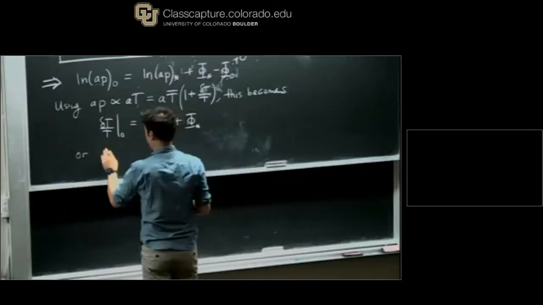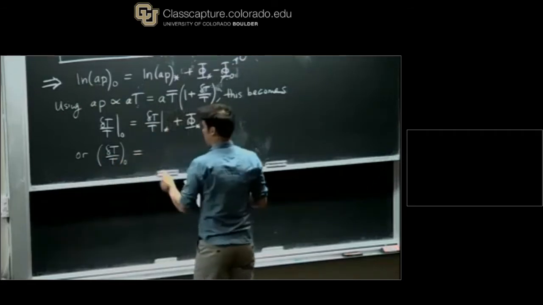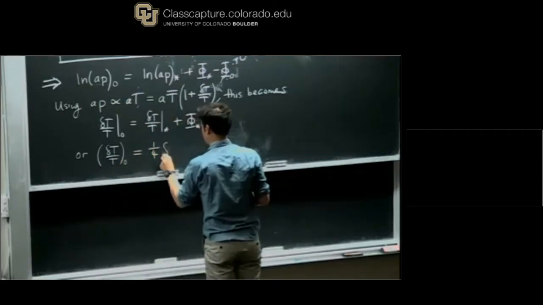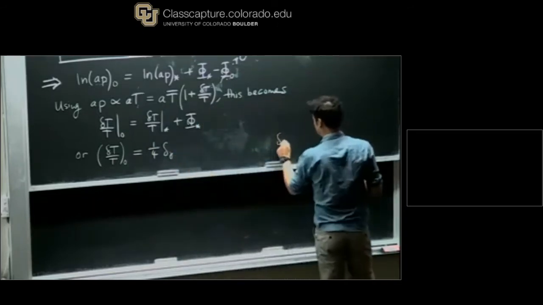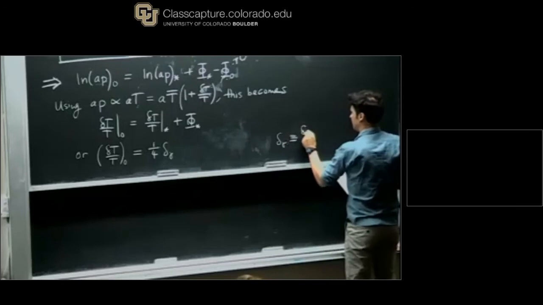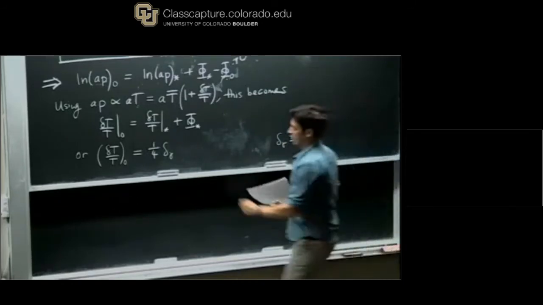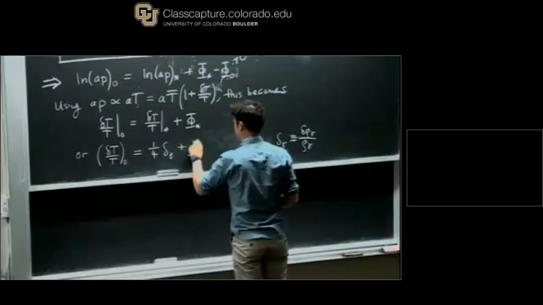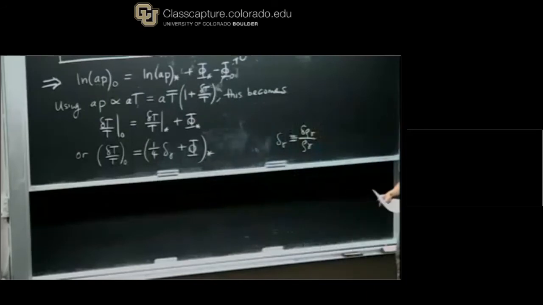So then it will be useful to us to just rewrite this expression in terms of delta T over T observed as equal to 1/4 the fractional density contrast in photons. So this delta gamma is defined as delta rho gamma over rho gamma plus phi, both evaluated at the time of recombination.